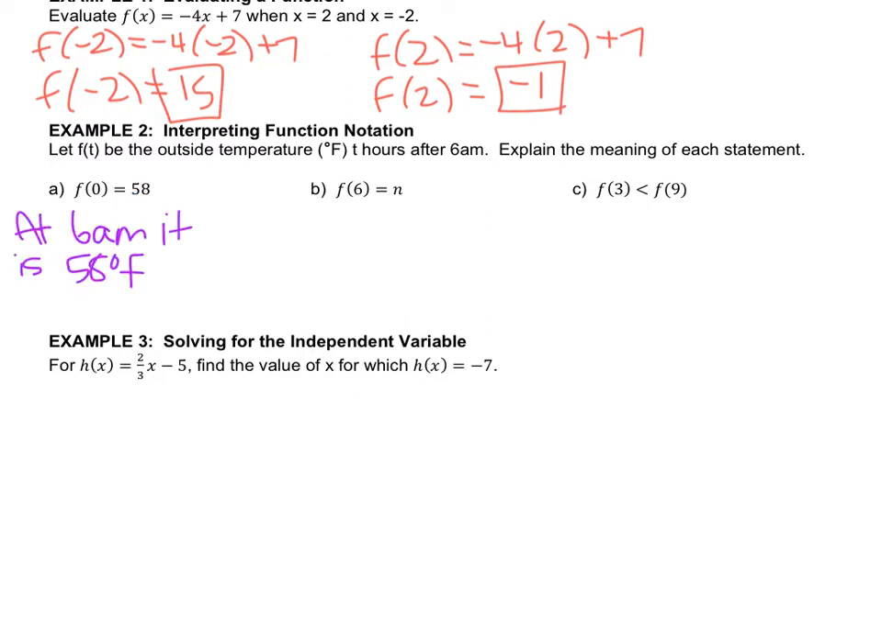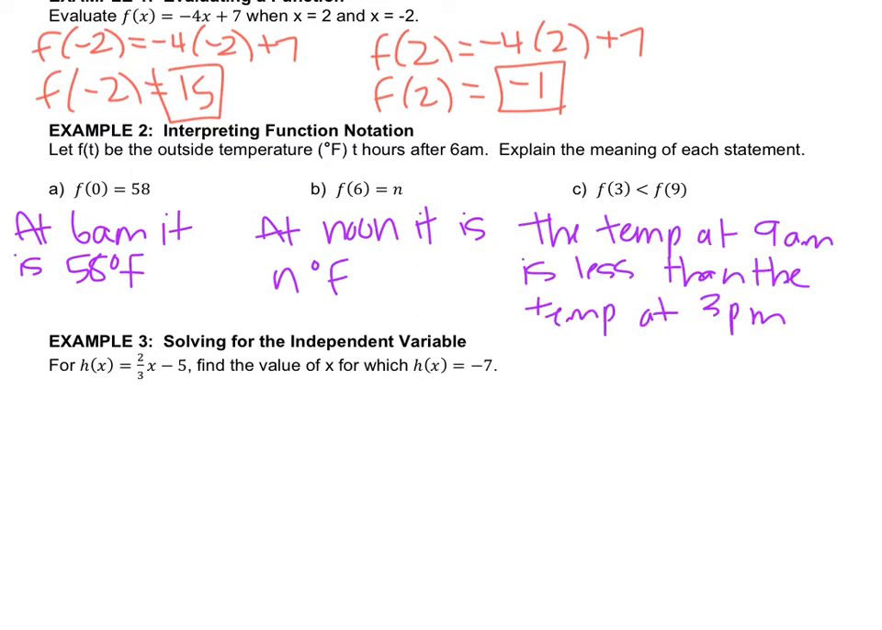All right. f of 6 means 6 hours after 6 a.m. It is n degrees. So it's some mystery number of degrees 6 hours after 6 a.m. So what time is that? That's noon. So at noon, it is n degrees Fahrenheit, because we don't know what the value is. And then the last thing says f of 3 is less than f of 9, so the temperature 3 hours after 6 a.m. is less than the temperature 9 hours after 6 a.m. So you do the math, and that means that 9 a.m. has a lower temperature than 3 p.m.